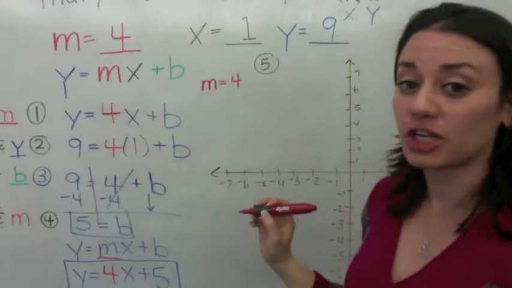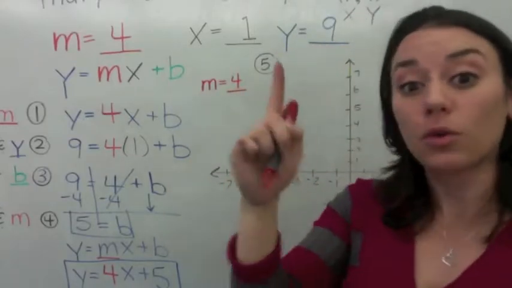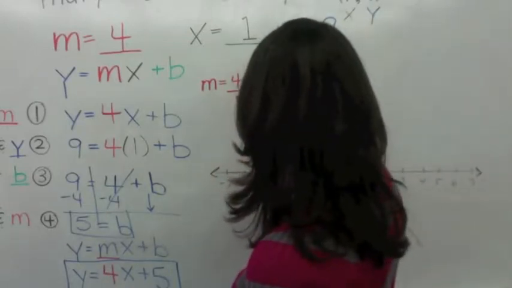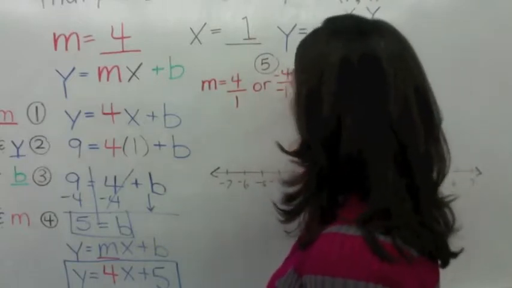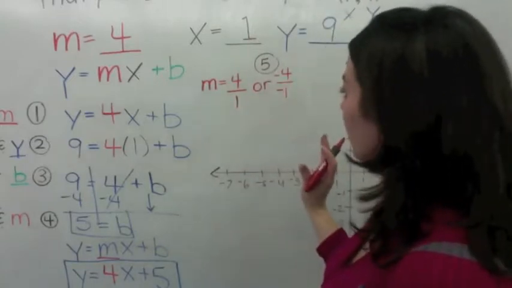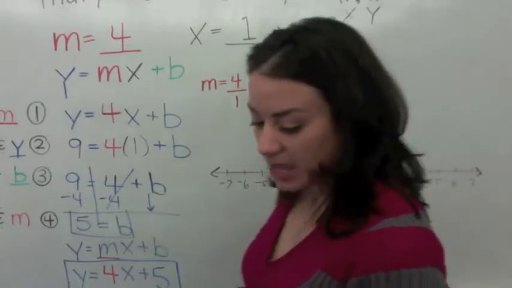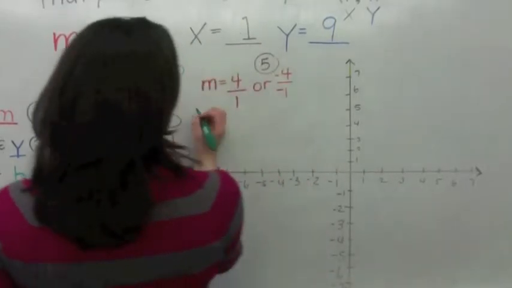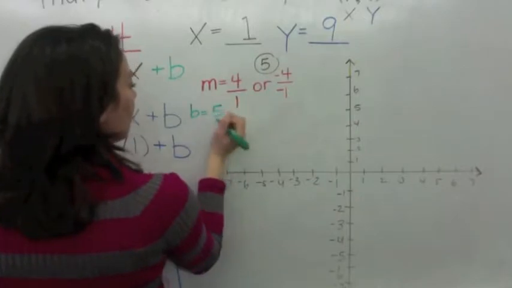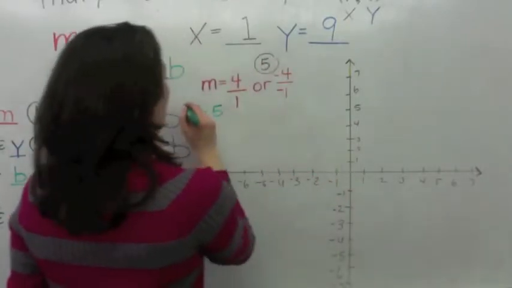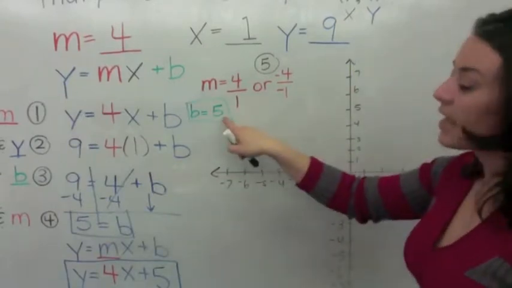But slope is a fraction. It's rise over run. So we're going to put 4 over 1. That's right. Or we could put negative 4 over negative 1 because negative divided by negative is positive. Okay, so negative 4 divided by negative 1 is positive 4. You get 4 again. Okay, and again, what is b? B is 5. All right. So we're going to start with your boyfriend. Okay. So B is on the y-intercept, and B is 5.